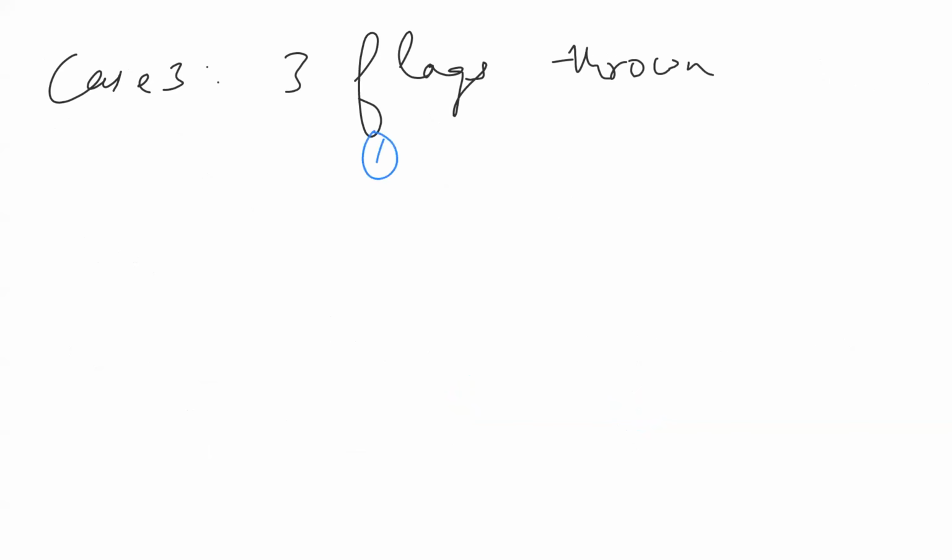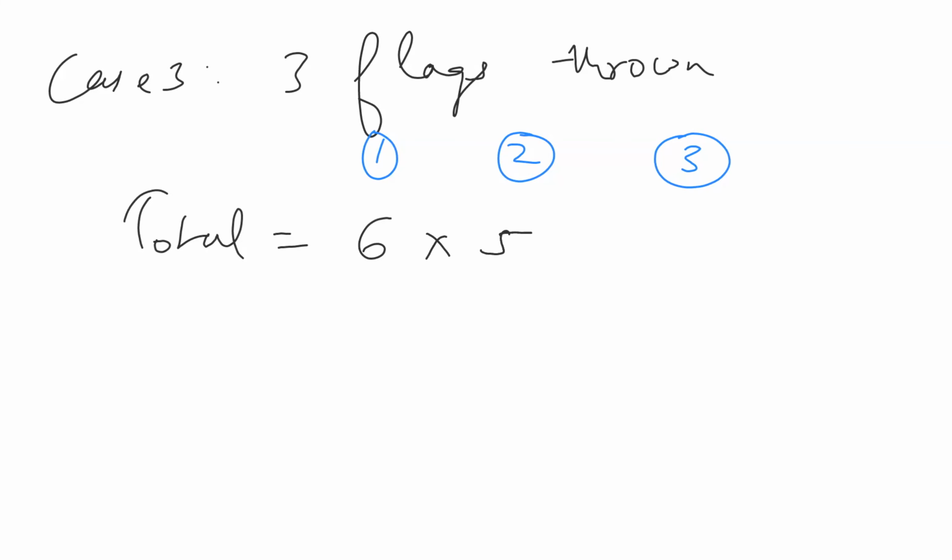So flag number 1, flag number 2, flag number 3. How many options are there for flag number 1? 6 options. If we have to raise the first flag to make a signal, there are 6 options in front of me. Then second flag, 5 options, and third flag, 4 options. One option will reduce, because the used flag cannot be utilized once again.